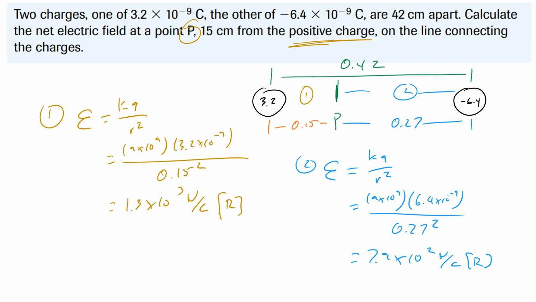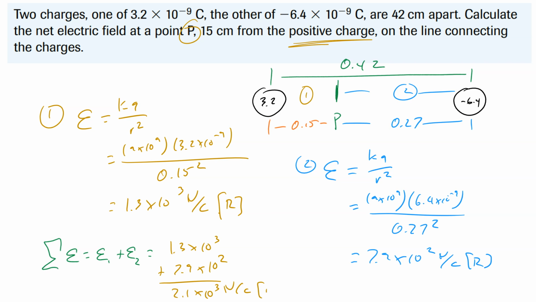So now, P is going to be experiencing the two forces. If I want to figure out what is happening to point P, the sum of the forces will end up being what we found for E at spot 1 and E at spot 2. Both of these are adding together. So 1.3 times 10 to the 3 and 7.9 times 10 to the 2. When I work that out, I end up with 2.1 times 10 to the 3 newtons per coulomb to the right.